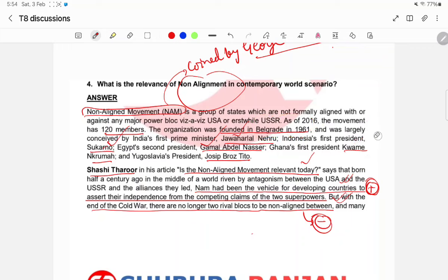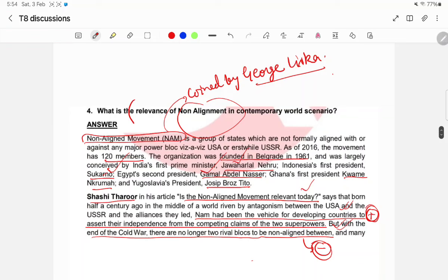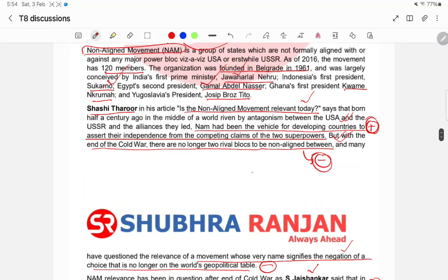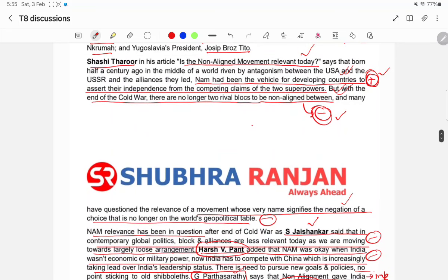You can write this in your introduction. Then you have to write about the relevance. So what are the positive relevance, what are the negative? Whatever were positive, I have put plus marks in front of them, and what was negative, I have put negative marks in front of them. Okay. So positive is that NAM has been the vehicle for developing countries to assert their independence, okay, from the competitive claims of the two superpowers. So this is the positive.